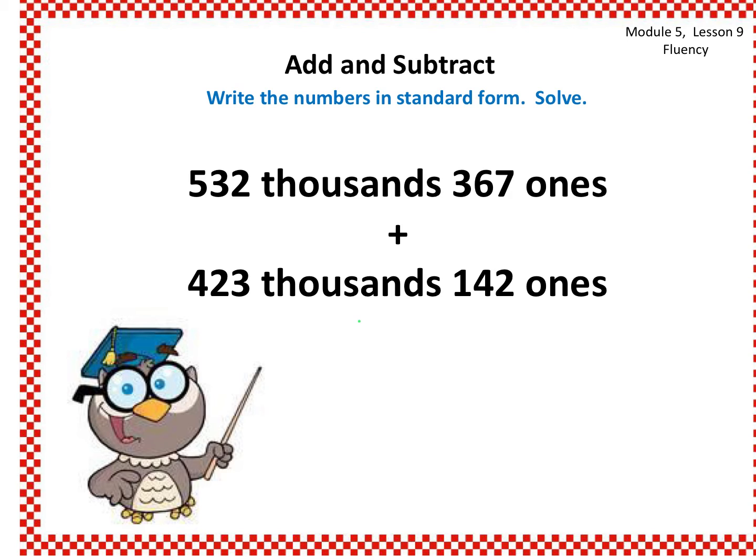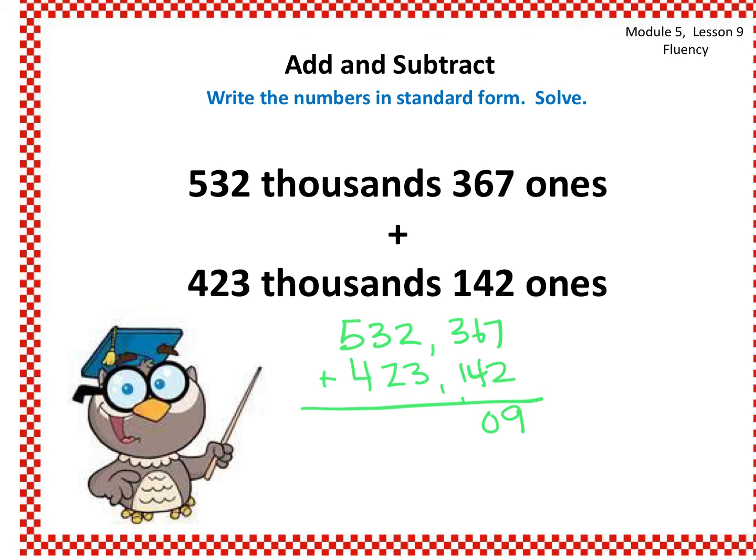So we're going to start with 532 thousands, 367 ones. And we've got 423 thousands, 142 ones. And we are going to add those together. So we'll start in our ones column, and we've got 7 and 2. We've got 9 ones. 6 and 4 in our tens. 6 plus 4 is 10 tens. So one of those tens is going to go over that 100.